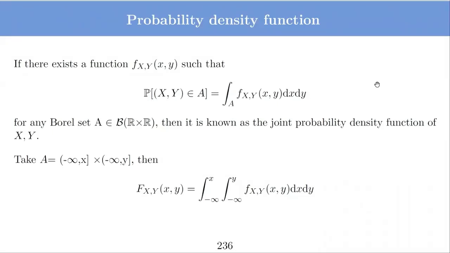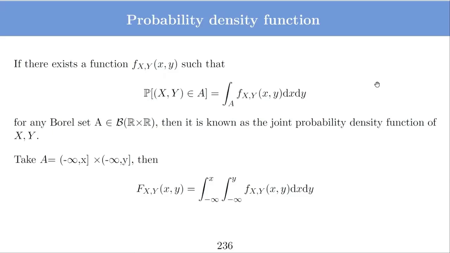this Borel set is a rectangle or can be made from the cross product of two one-dimensional Borel sets. So this can be a rectangle or a countable union of disjoint rectangles. If you take any such Borel set A, then the probability that (X(omega), Y(omega)) belongs to A, or the probability law of A under XY, can be computed by just integrating this two-dimensional function on this area A.